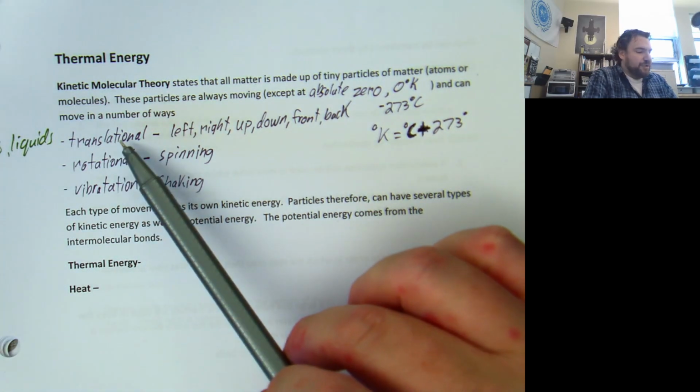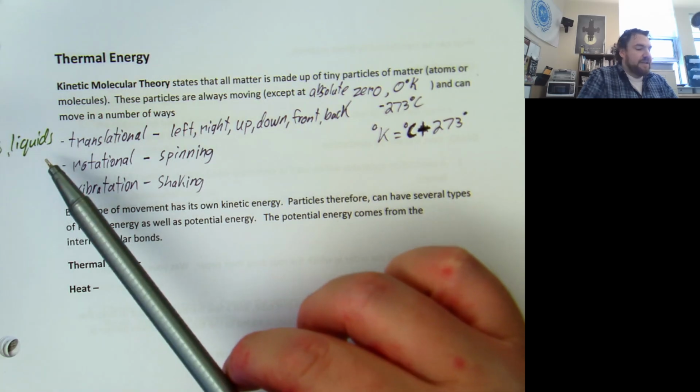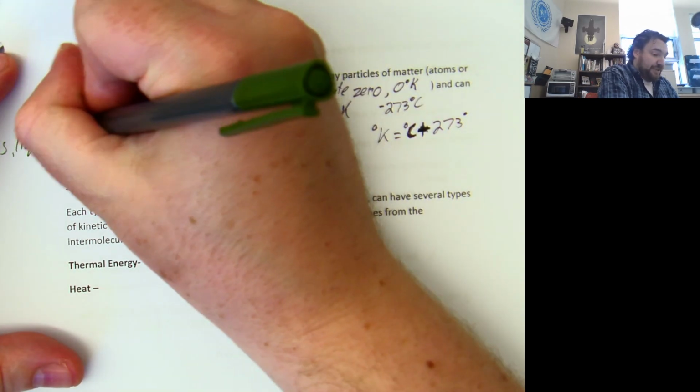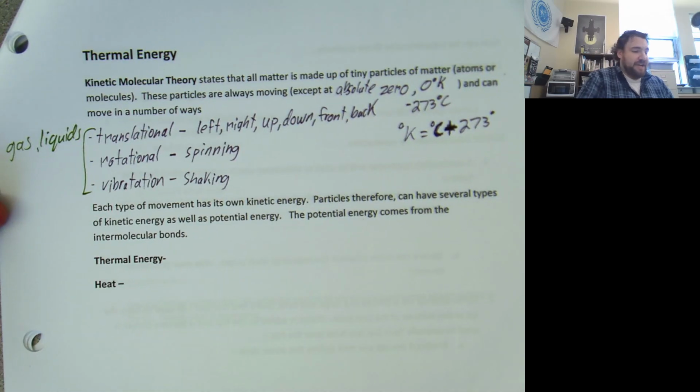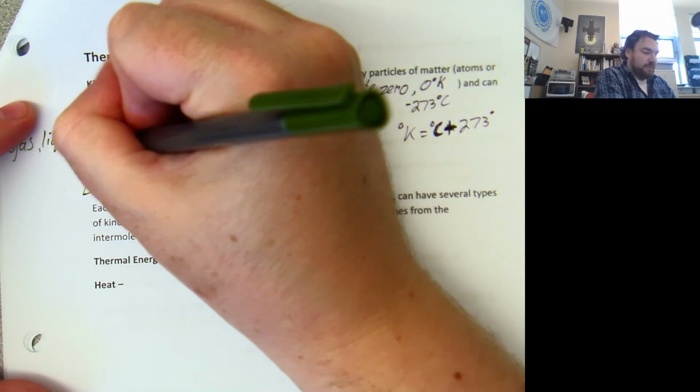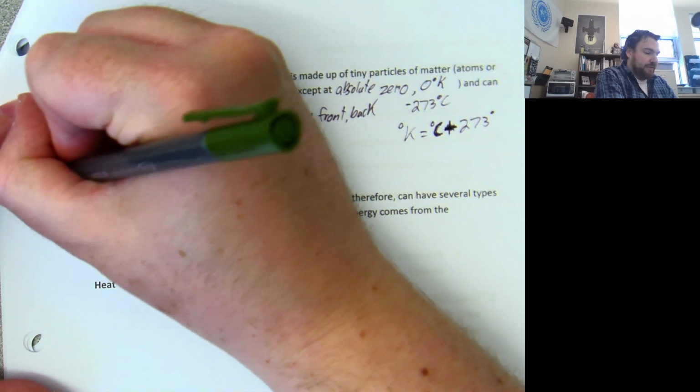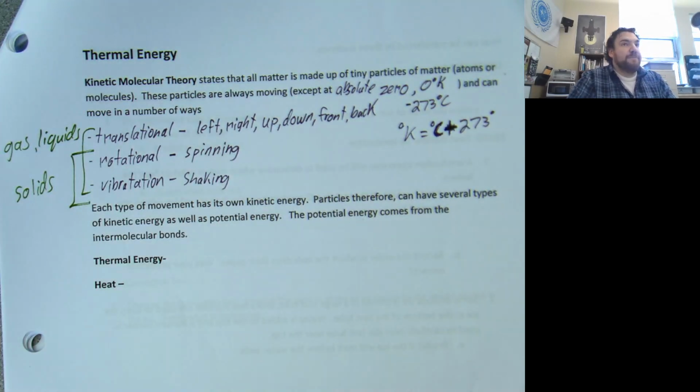Translational is restricted to gases and liquids. Gases and liquids can do all of these three. In fact, they do all the time. These two are what solids are doing. If you were able to observe the desk, for example, under an electron microscope, you would see the molecules in the desk vibrating just a little bit. Perhaps they're spinning, changing their orientation. Probably not, but they could. There's ways that we could make that happen.